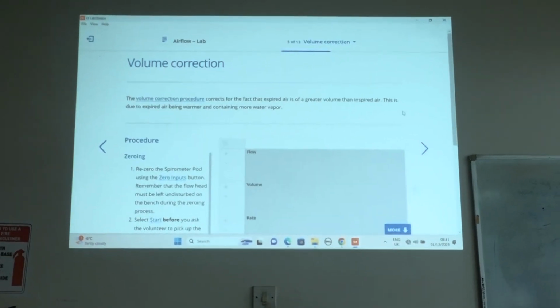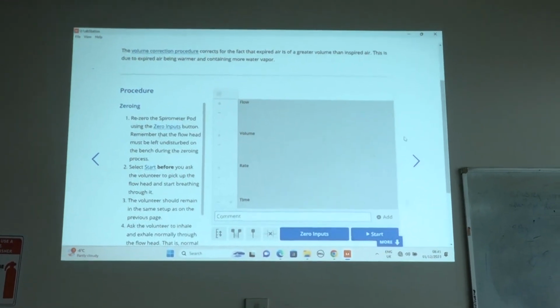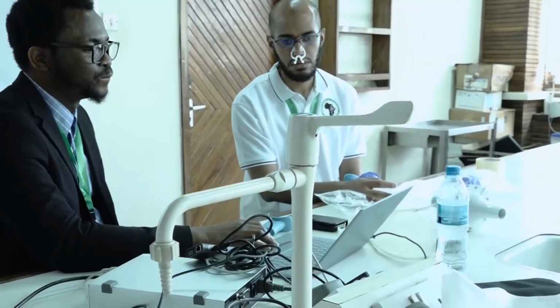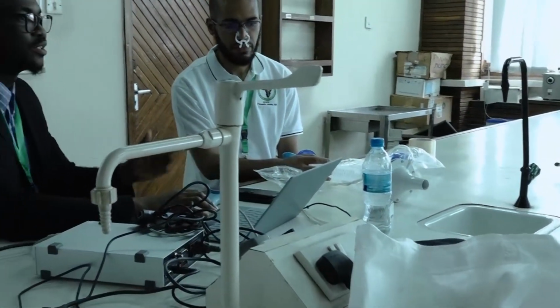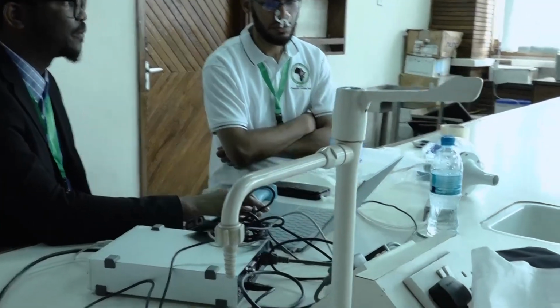Again, we move to the next page. We want to correct volume, because since we are doing it for the first time, there could be some interference. So we want to correct it now. First thing, re-zero this parameter pod using the zero inputs. Remember that the flow head must be left undisturbed on the bench during the zeroing. Of course, we have it undisturbed. Select start before we ask the volunteer to pick up the flow head and start breathing.